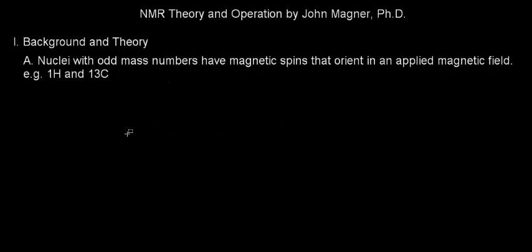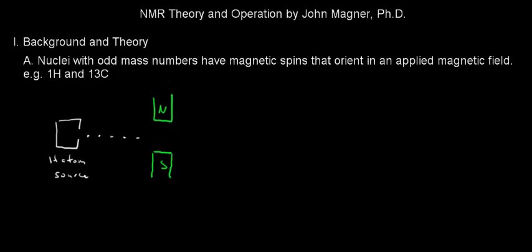So to begin with, recall from general chemistry that if we take a beam of hydrogen atoms, so we've got some hydrogen atom source, and I'll represent the hydrogen atoms as little dots. If we fire this hydrogen atom beam through a magnetic field, so this is the north pole of the magnet, and this is the south pole, this is known as the Stern-Gerlach experiment.